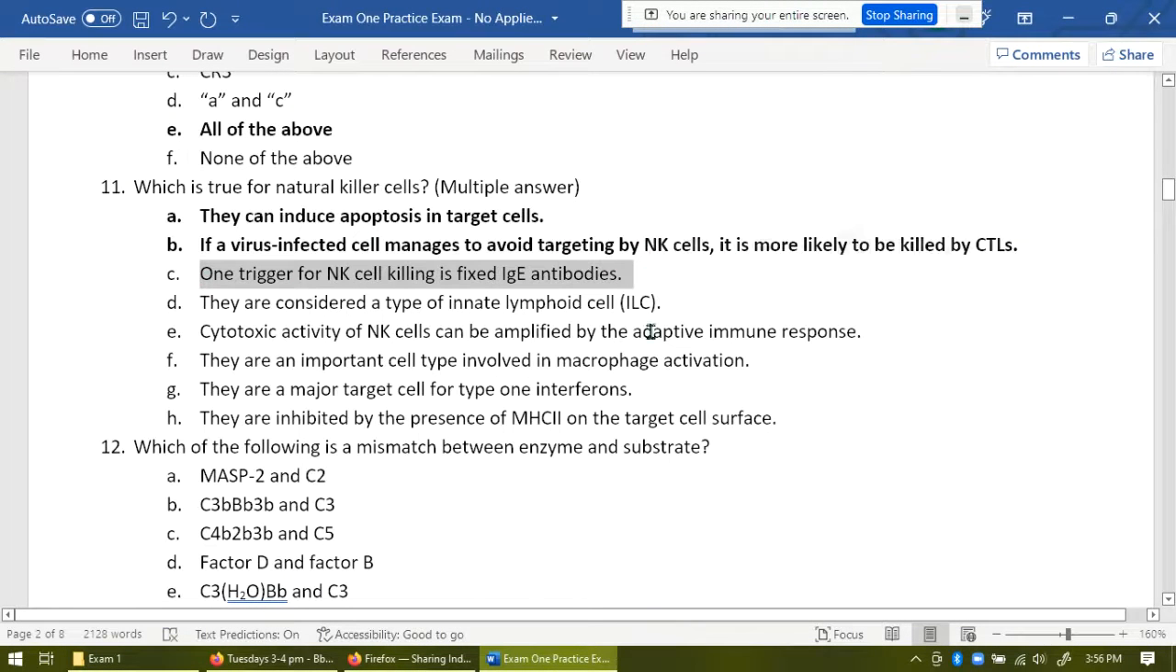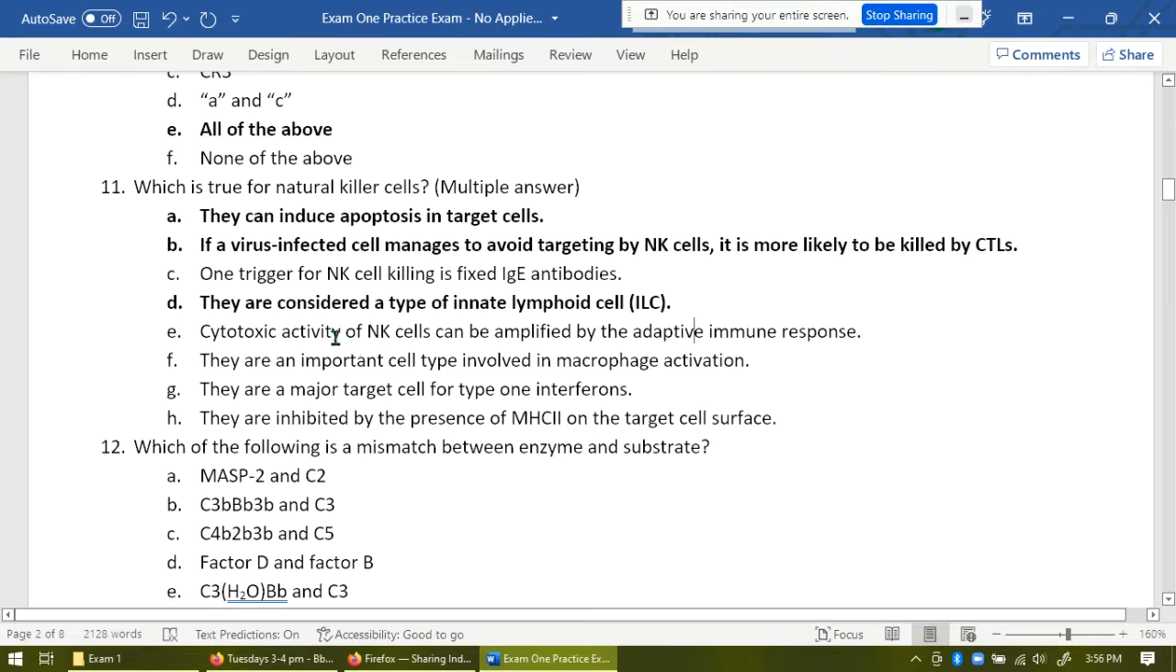One trigger for natural killer cell killing is fixed IgE. That one is not true. Natural killer cells don't respond to IgE. Basophils and mast cells respond to IgE. They are considered a type of innate lymphoid cell. That one is true. They are one of the classes of ILCs.